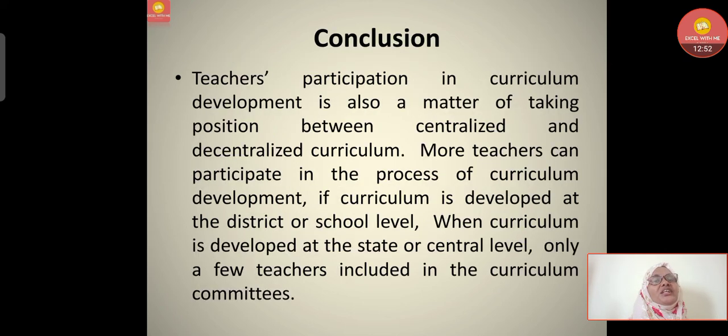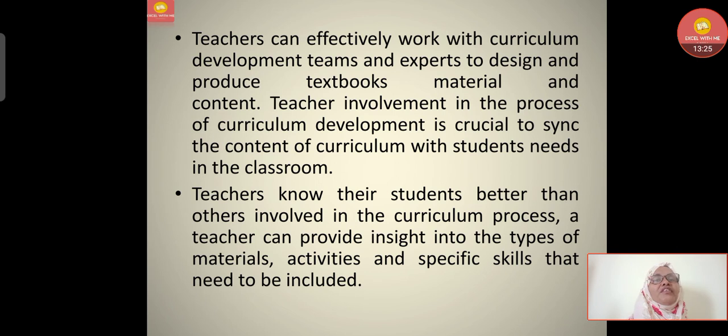Teachers' participation in curriculum development is also a matter of taking a position between centralized and decentralized curriculum. More teachers can participate in the process of curriculum development if curriculum is developed at the district or school level. When curriculum is developed at the state or central level, only a few teachers are included in the curriculum committees. Obviously, it should not be concentrated at the central level. Even at the district and state level, teachers should be included in curriculum development.